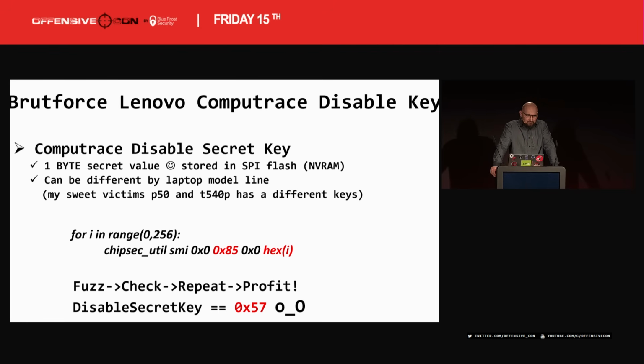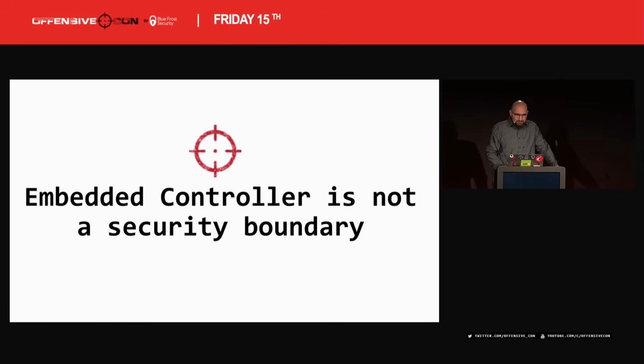So basically it's a small Python script, mostly pseudocode, to brute force with chipsec. You can call the SMI handler and just brute force this SMI value, because they don't have constant time, so you could even make it brute force faster than I did, but it was enough because a byte value is not too much, too fast. So: check, repeat, profit. The disable key is 57 in hex, and actually it was really fast. It took less than 10 minutes to brute force.